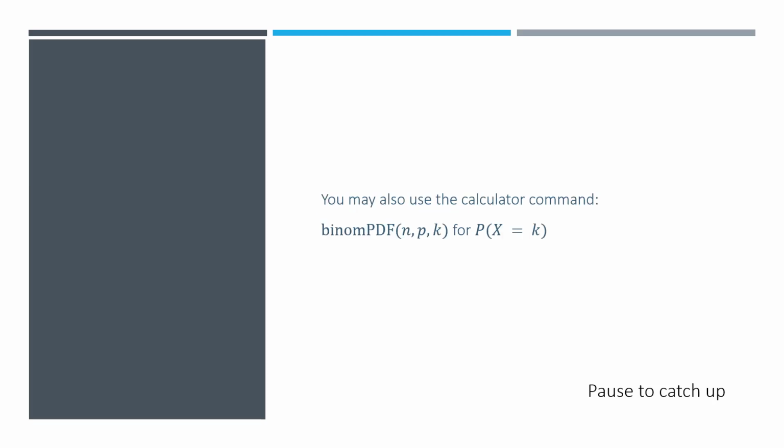Don't like formulas? Well, guess what? We've got you covered there too, so long as you have a good graphing calculator. The calculator command binomPDF can be used to find exactly a certain number of successes. Let's take a look at what that looks like in the calculator.